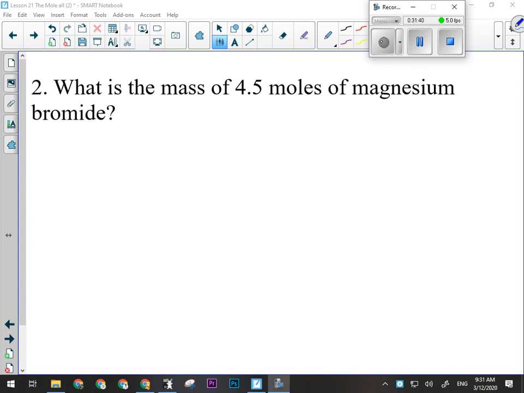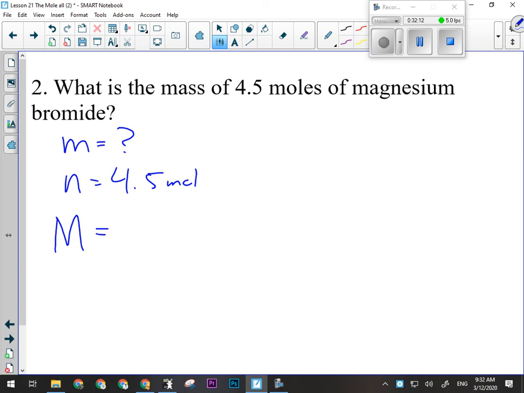For this one, same first step. We want to write down what the question gives us. The question is saying, what is the mass? That means we're looking for little m. It's telling us that we have 4.5 moles. So what did it just tell me there? Big N. Right. So N is 4.5 moles, and then it tells me that this stuff is magnesium bromide. That helps me get big M.